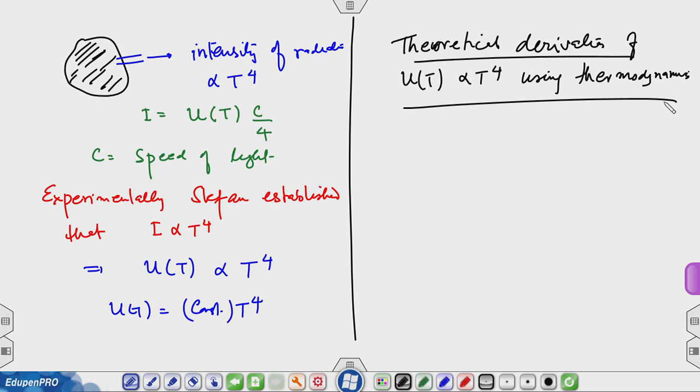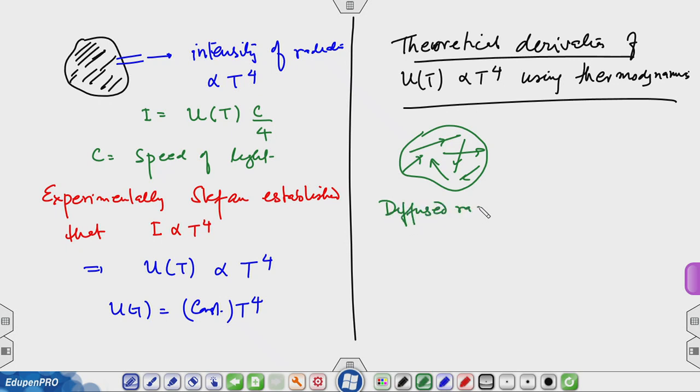So, for this, I need you to know the following two things. Suppose I have this cavity and this is radiation going in here, which is known as diffused radiation. This is diffused radiation because it's going all over the place. There is no plane wave kind of thing. It's diffused.